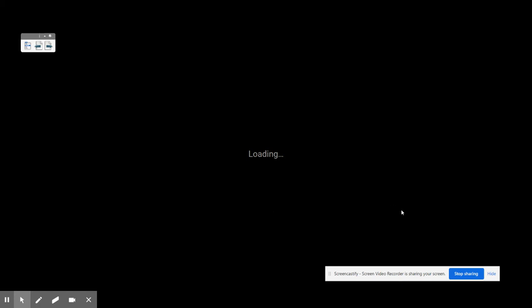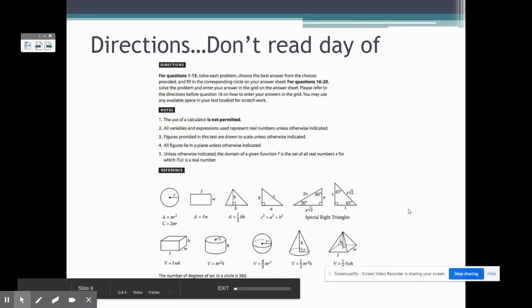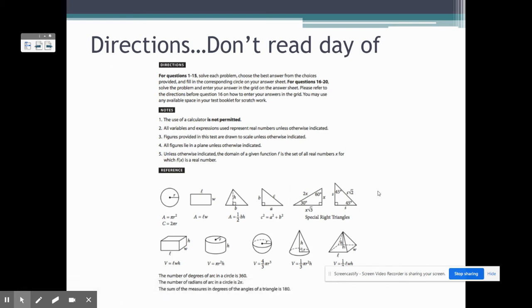Okay. Directions. Do not read these the day of the test. Don't read them the day of the test. You're going to know them, because we're going to talk about them right now. Highlight. Read a question. Okay, stupid. But there are a couple things you need to know.